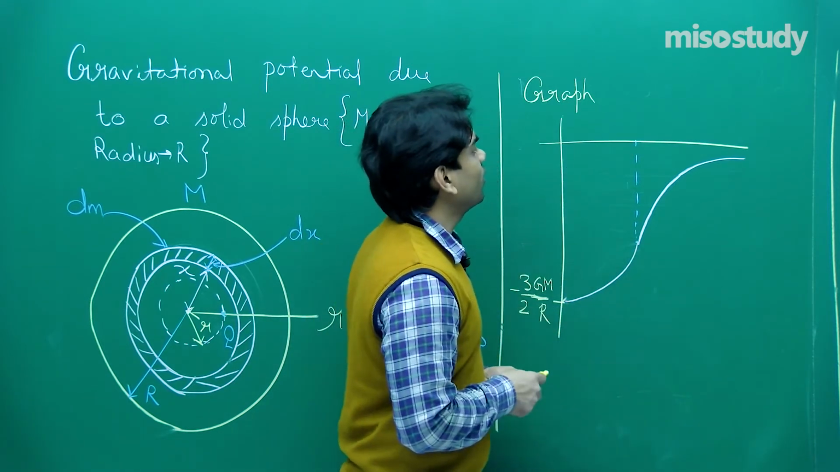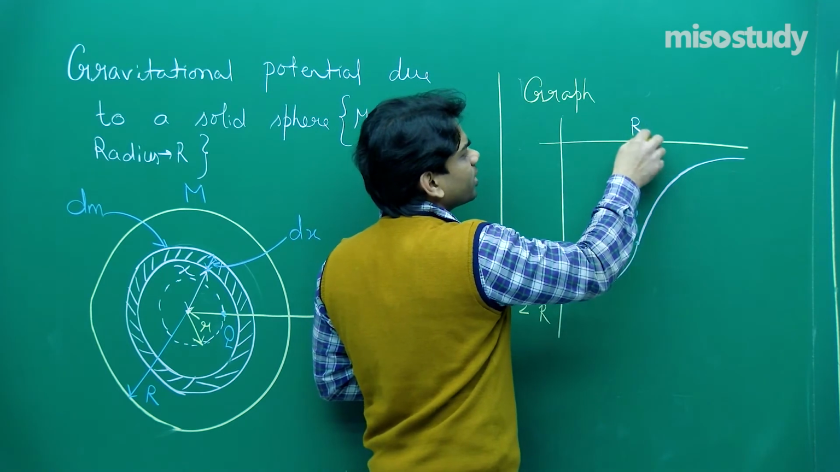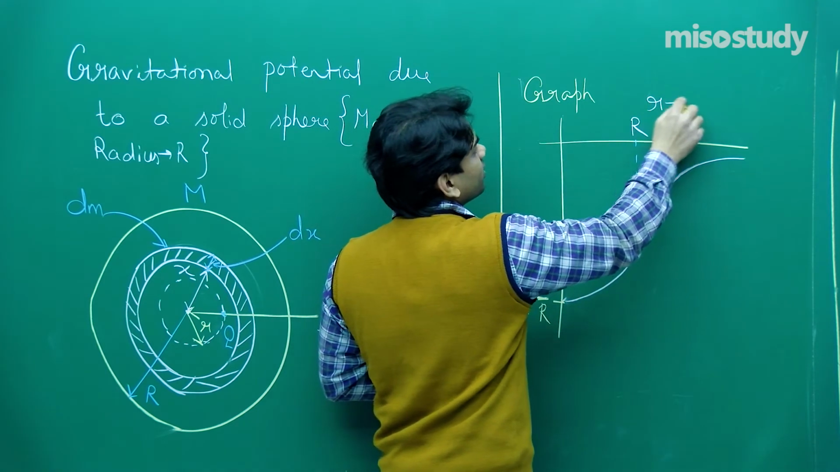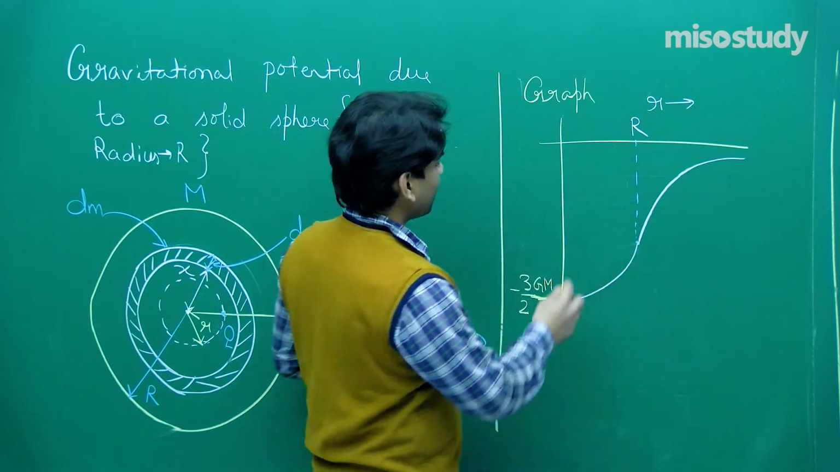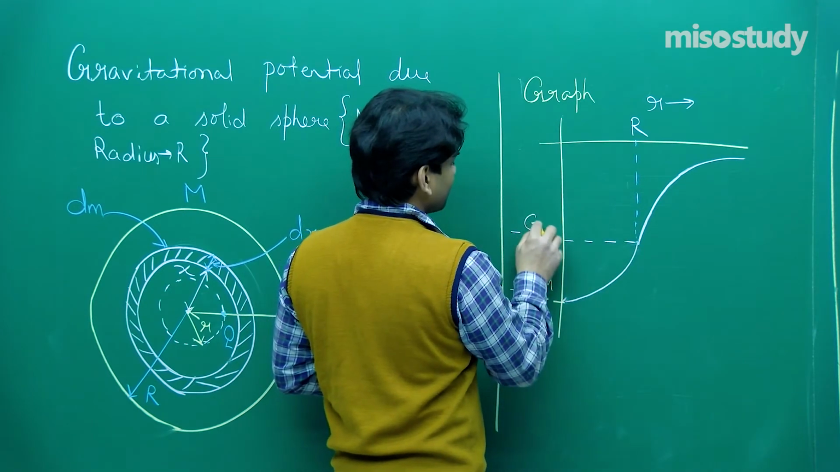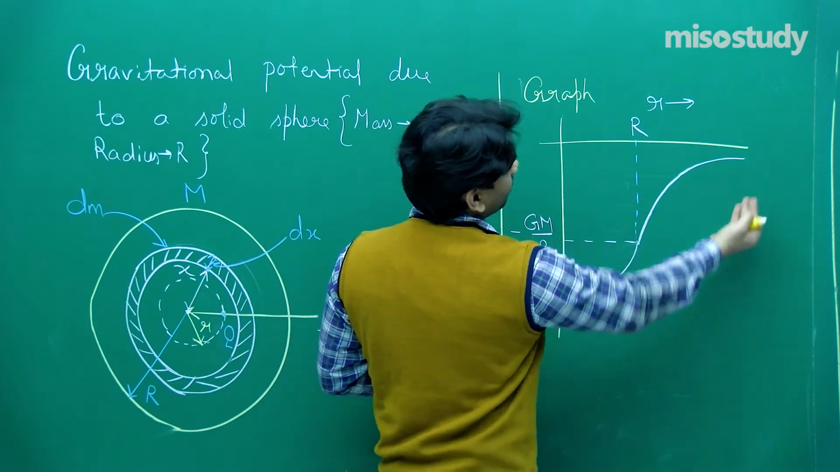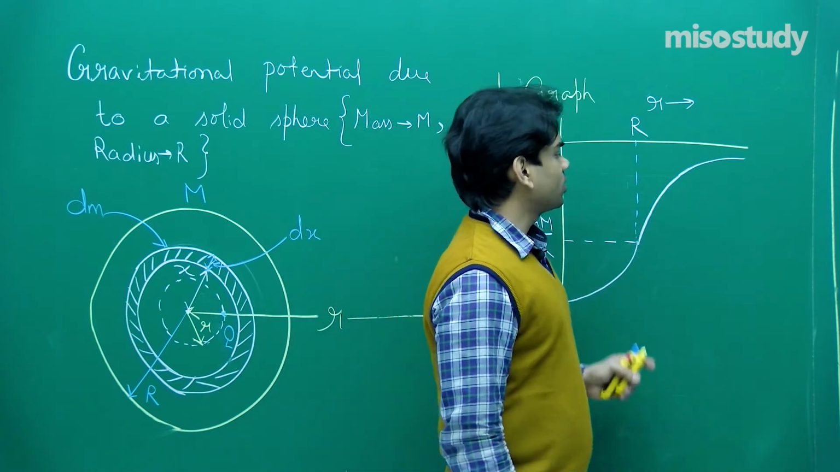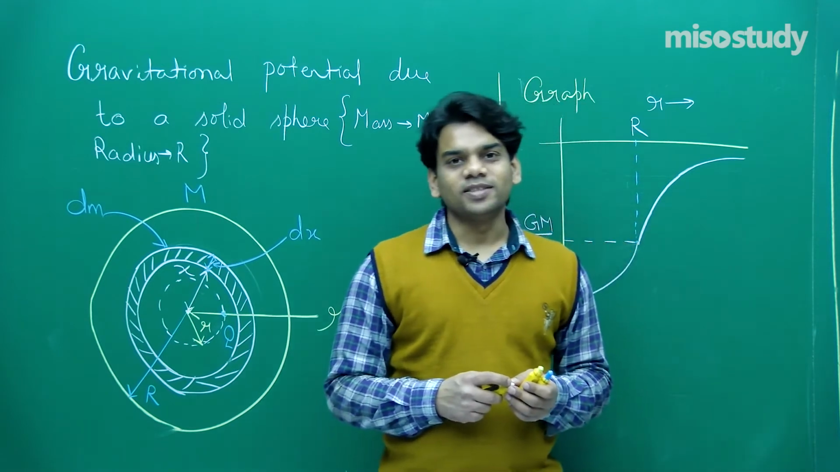This I am talking about when r is equal to capital R. Here I have shown the variation when r is equal to capital R. This is the value of potential, that is minus GM by capital R, and here again it is varying with the formula minus GM by small r. So, this is how the graph will be represented, showing you the variation of potential.